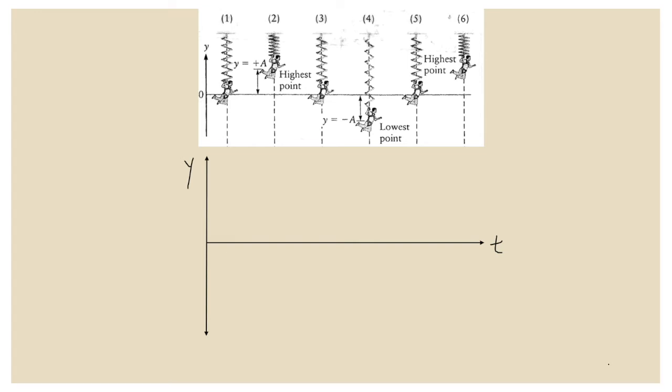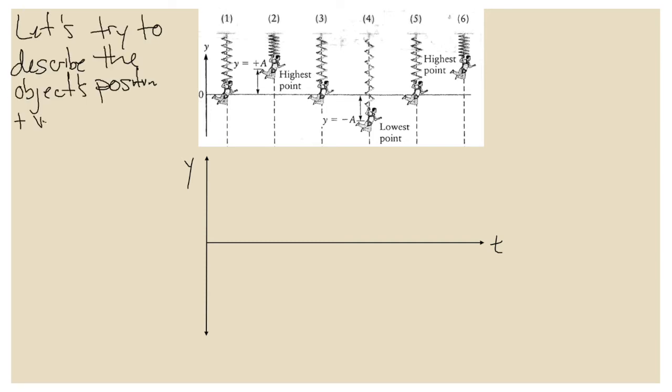The point is, when we are trying to describe an object's motion, talking about things like its position and its velocity are very important things. That's what we're doing. We're trying to describe the object's position as best we can. Right now, I'd actually like you to write that down. Let's try to describe the object's position and velocity.